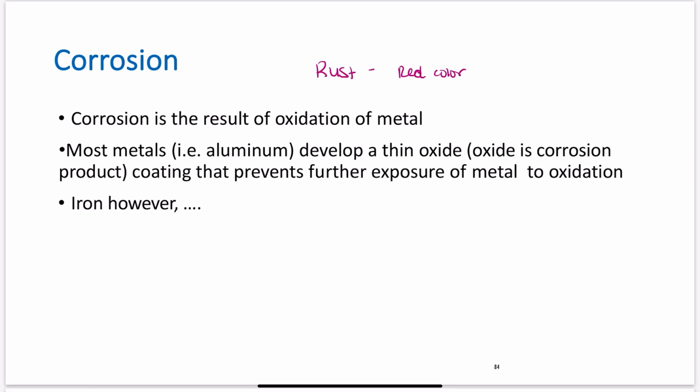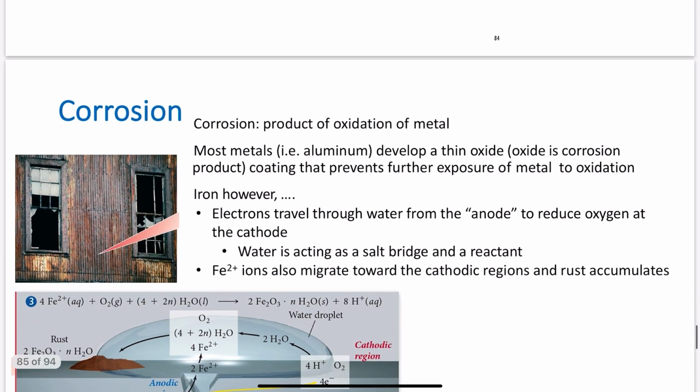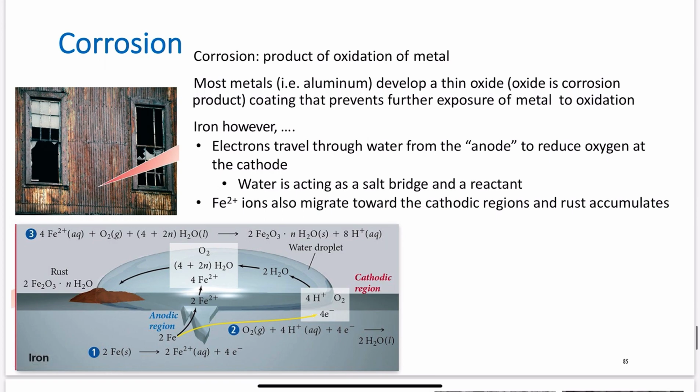And this coating will then prevent further exposure of the metal to oxidation. Iron, however, doesn't really behave very well. We see here red rust. So again, corrosion, product of the oxidation of metal. Iron, the electrons, I apologize. Iron, especially when it's exposed to water, actually forms an electrochemical cell.